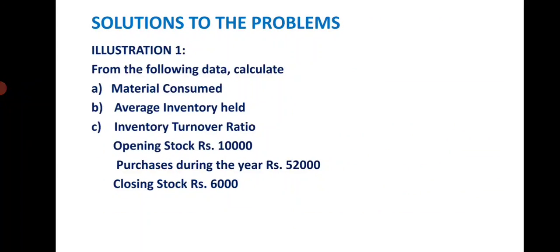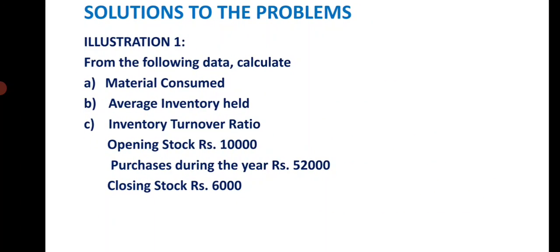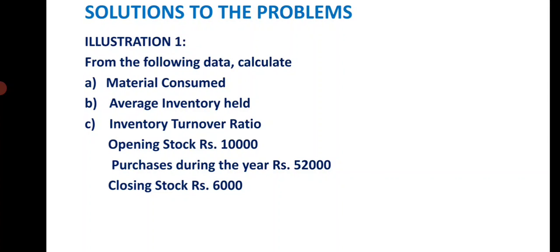So here is one illustration. From the following data, calculate material consumed, average inventory held and inventory turnover ratio. So information given is opening stock rupees 10,000, purchases during the year is 52,000 and closing stock is rupees 6,000.